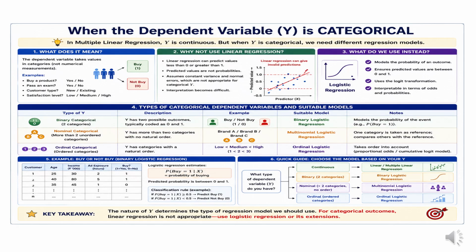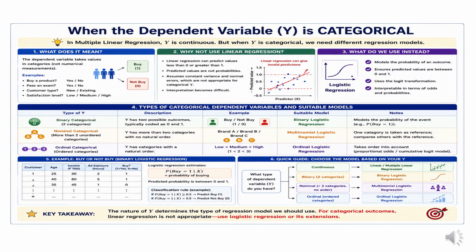For example, sales may be 10 lakh rupees, 15 lakh rupees, 20 lakh rupees, and so on. But now let's consider a different situation. Suppose a company wants to know whether a customer will buy a product or not. Here, our outcome has only two possibilities: buy equals 1, not buy equals 0. So our dependent variable is no longer continuous. It is a categorical variable.